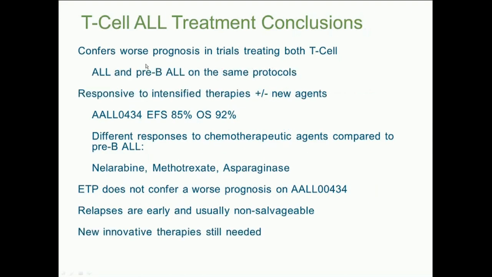Treatment outcomes: T-ALL confers a worse prognosis in trials treating both T and B on the same protocols, but it's responsive to intensified therapies and new agents. We have the highest ever event-free survival for T-ALL, especially for those who had been previously poor performers. It has a different response to chemotherapeutic agents compared to pre-B ALL, both for nelarabine, methotrexate, and asparaginase.